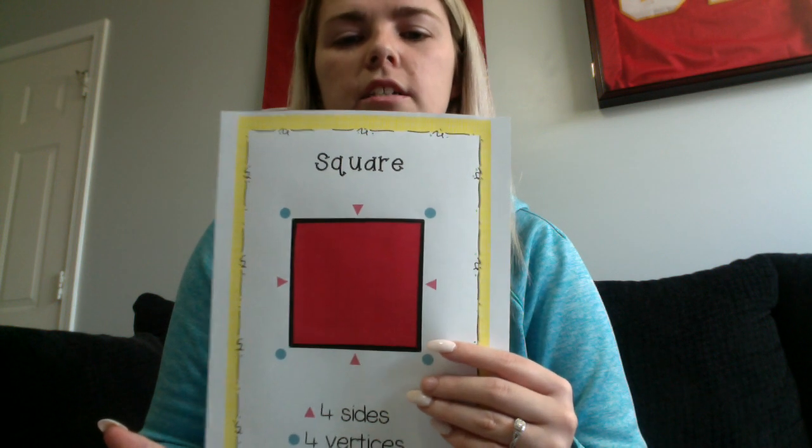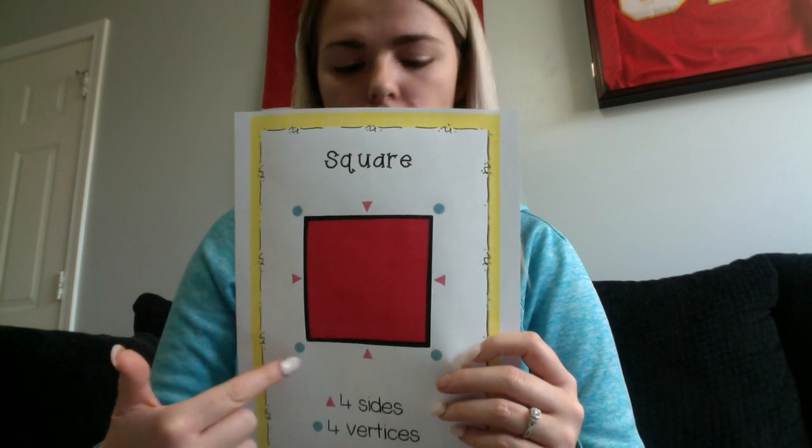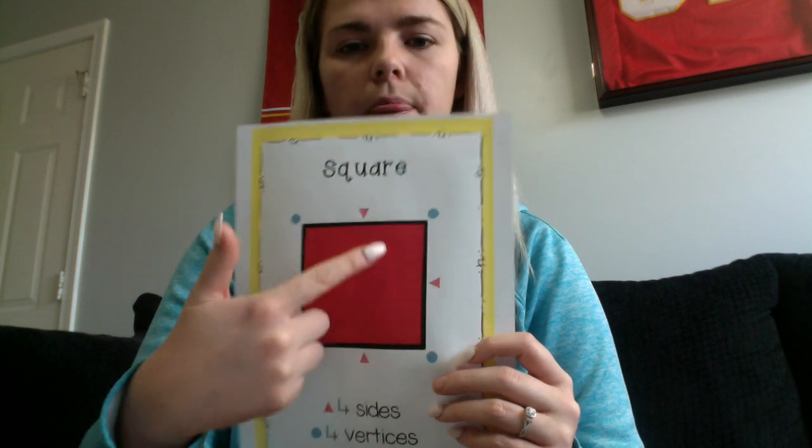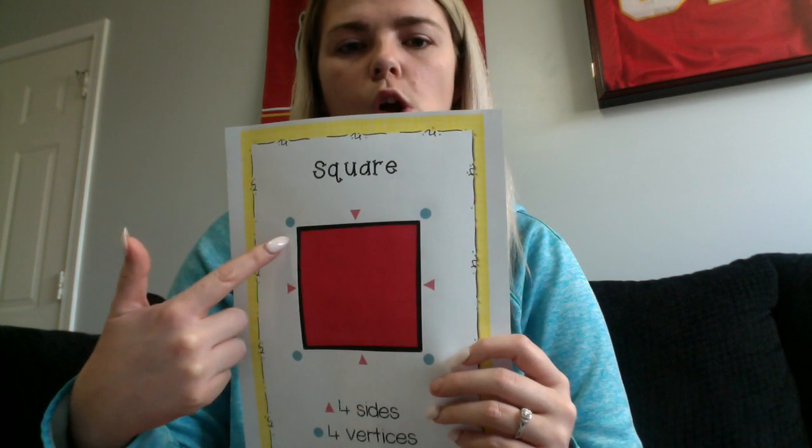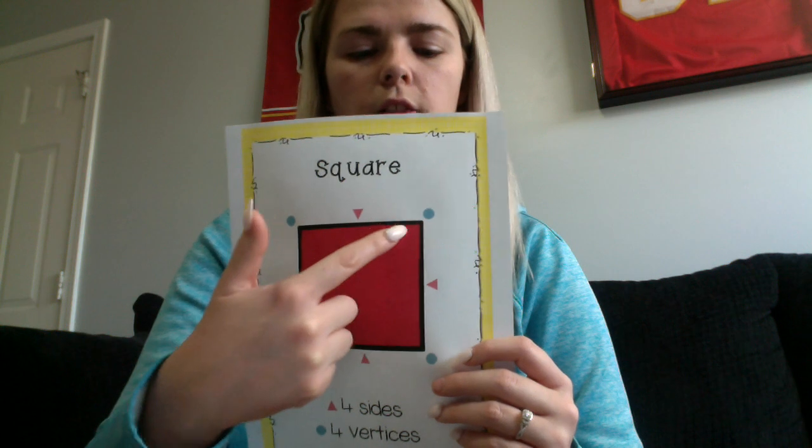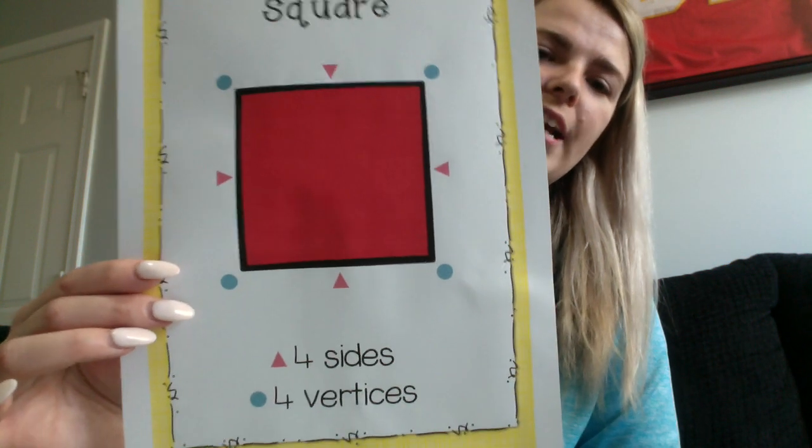Now, how many vertices does a square have? Go ahead and count them with me. 1, 2, 3, 4. See the blue circles? They're pointing to your vertices. How many vertices does a square have? 4. Great job.